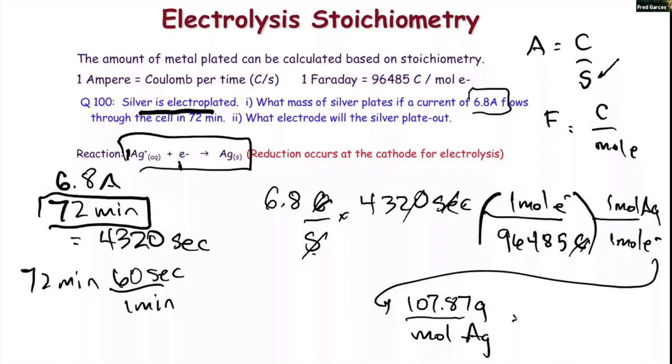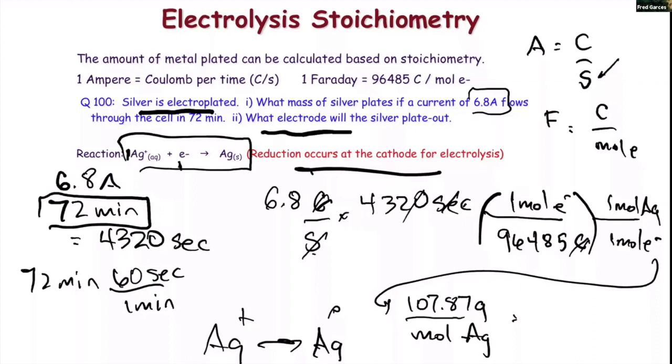Because this reaction is a reduction, you notice it's going from Ag+ to Ag0. It's a reduction, and reduction happens at the cathode. So that's the answer for this. What electrode will the silver plate out on? The electrode will be the cathode.